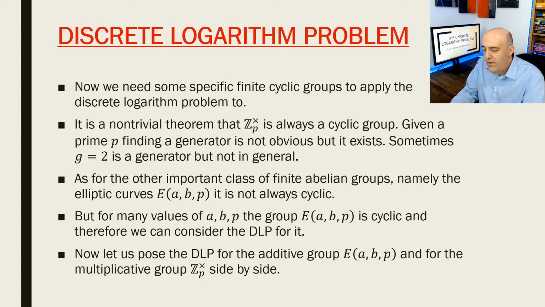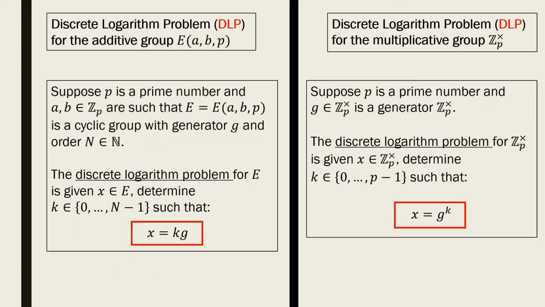So why don't we pose the discrete logarithm problem for the cyclic group of the elliptic curve and for ZP cross side by side and see how that looks. In the case of an elliptic curve, which uses additive notation for the group, let us suppose we have a prime P and two values of A and B such that the elliptic curve that corresponds to those parameters is cyclic. It's not always, but we can find such values. And why don't we let capital N be the size of this group?